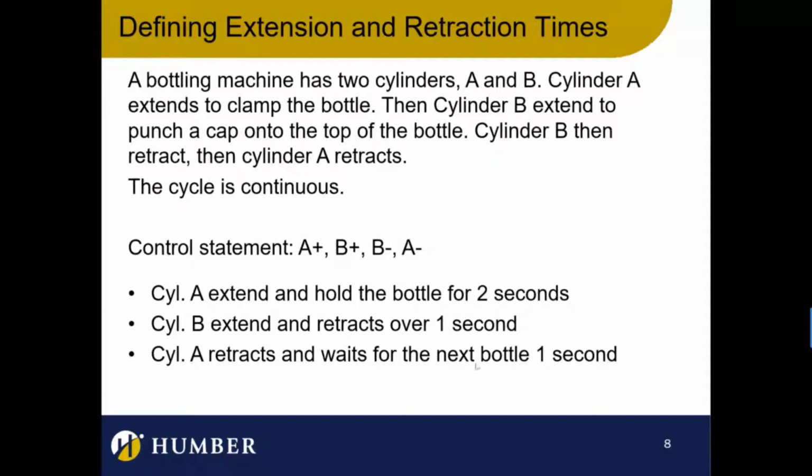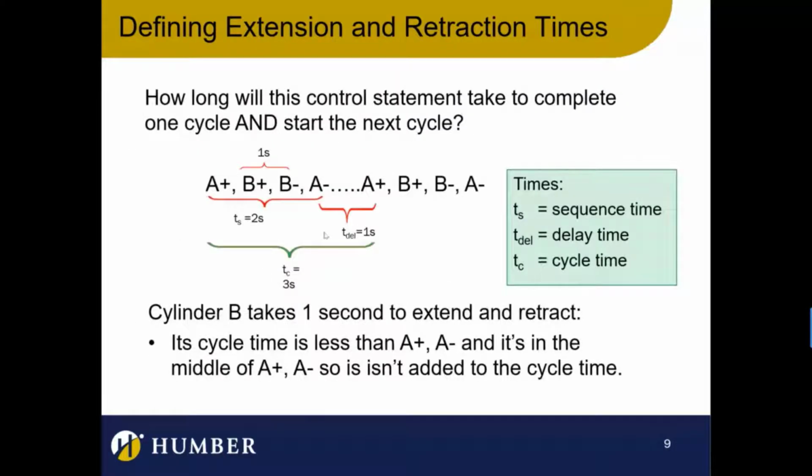You may be able to visualize that, and if you had a couple of cylinders in your hand, you could simulate it by moving them back and forth. But let's actually put it into an example and take a look at a little chart here. I have some numbers here. I know that the turnaround time for my B plus and B minus is 1 second. So I'm going to label that 1 second.